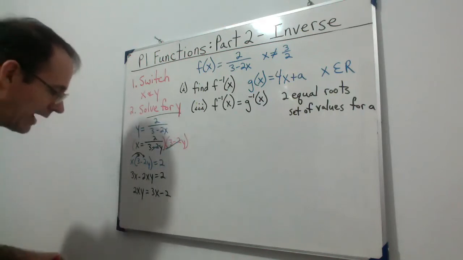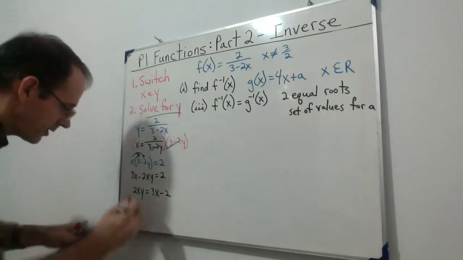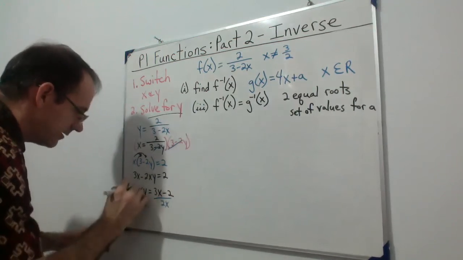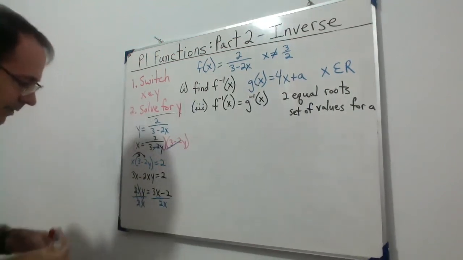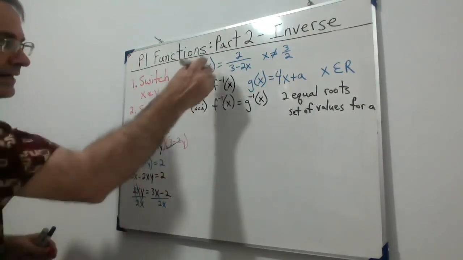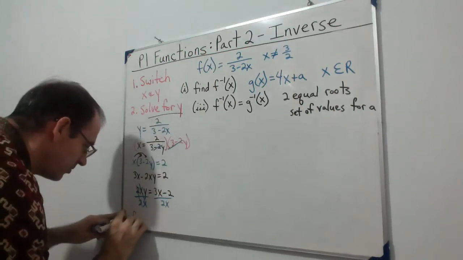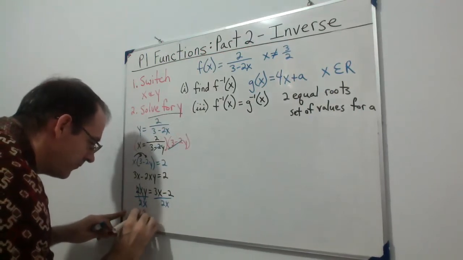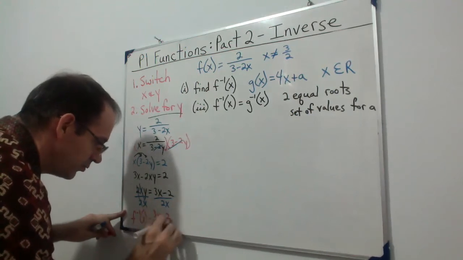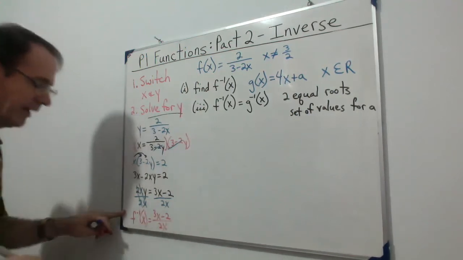Now we want the y by itself, so we're going to divide the 2x to the other side and get rid of that. Remember to write your y back into our function notation. So our inverse function is equal to 3x minus 2 over 2x.